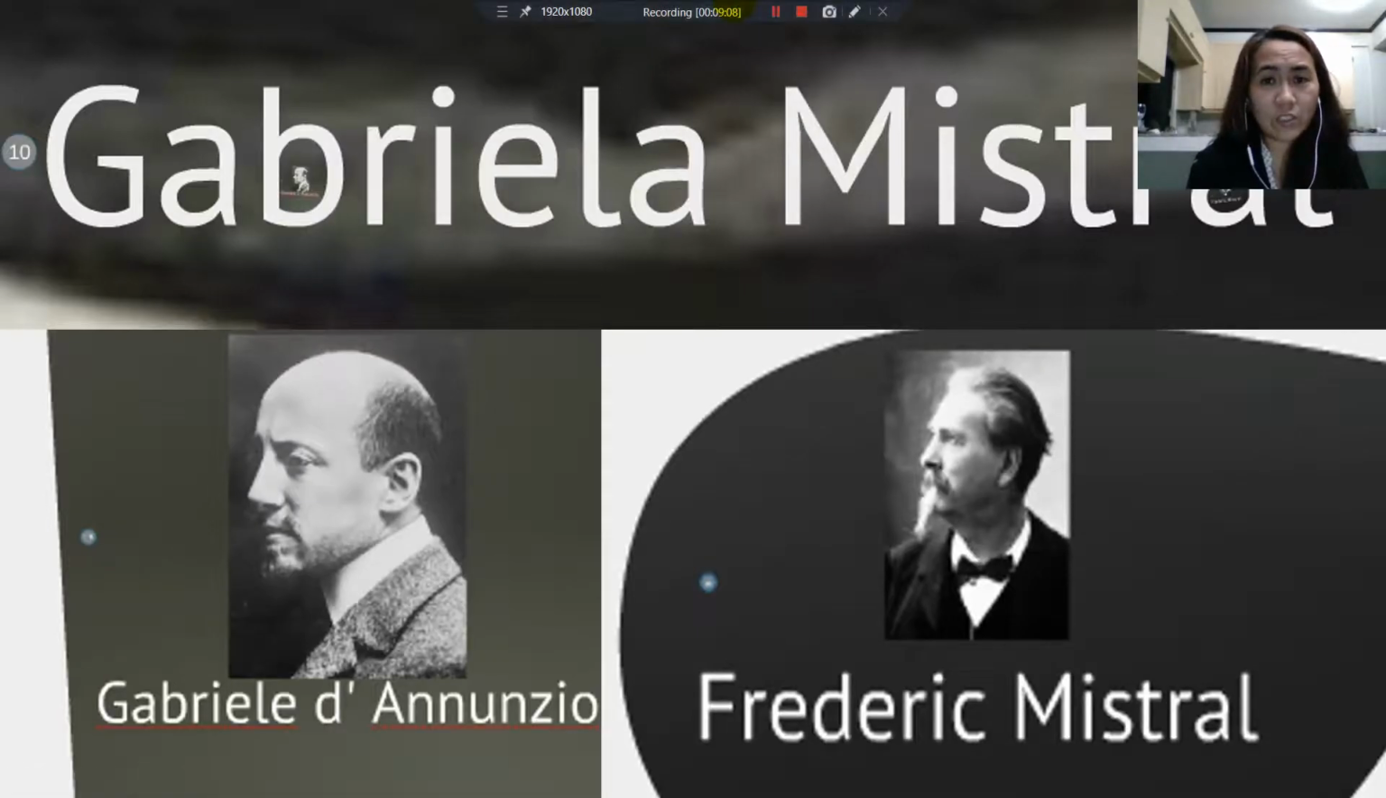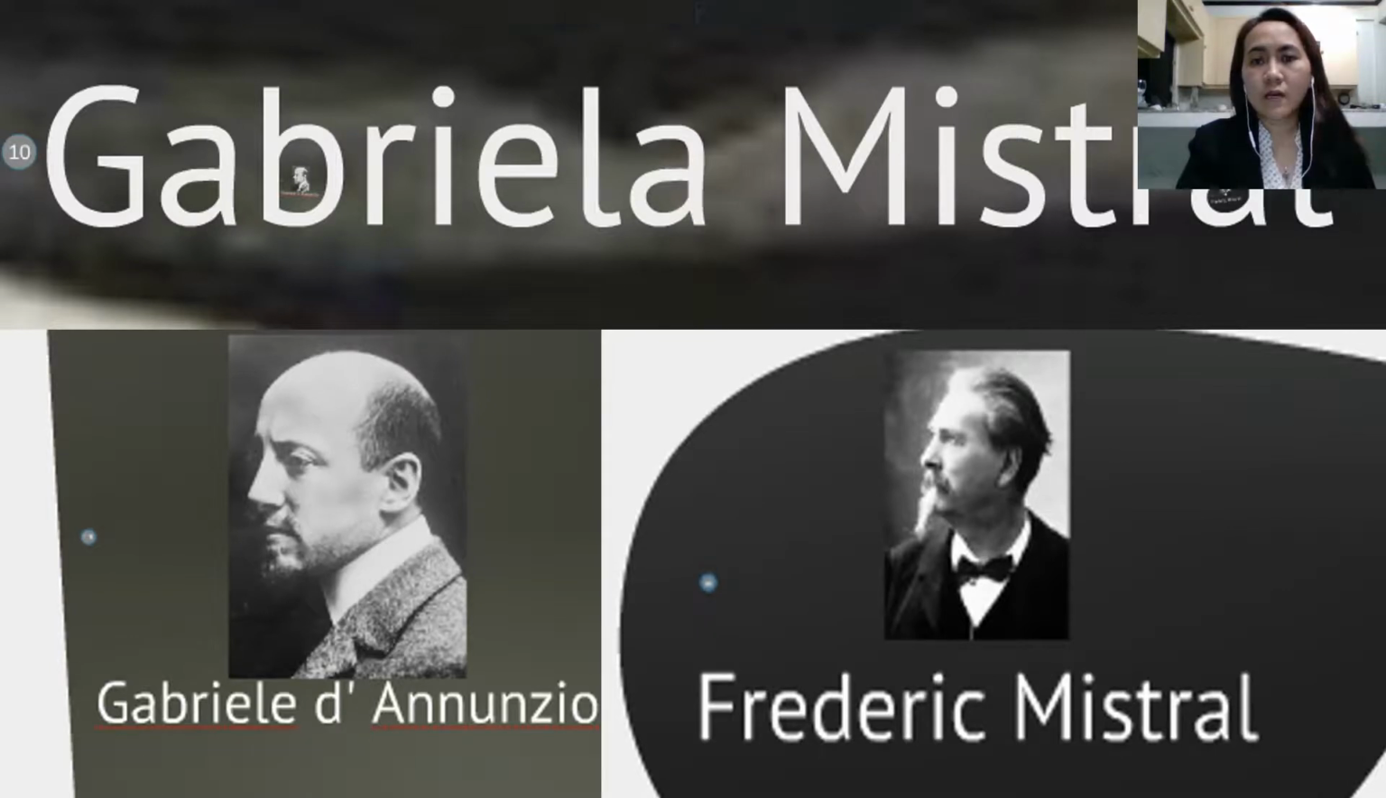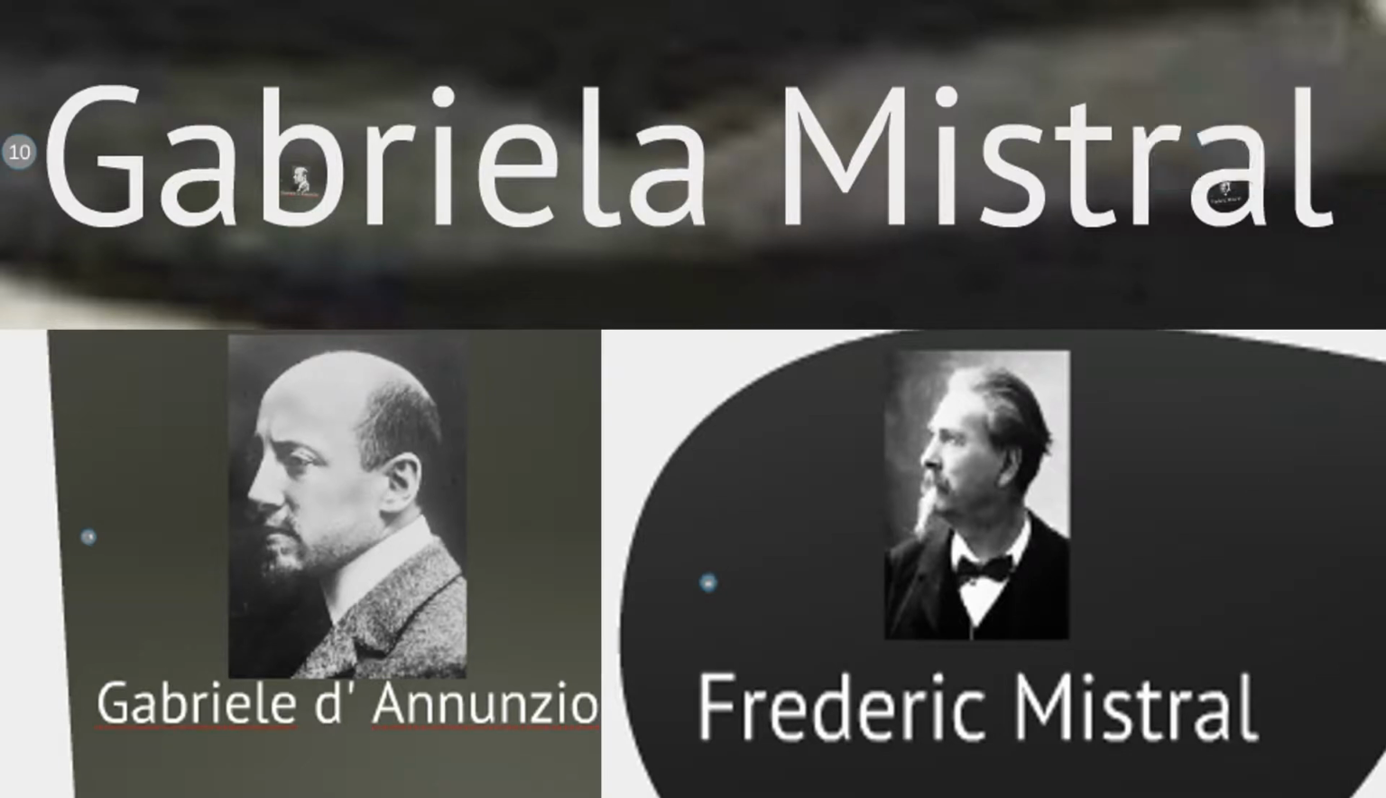This is what I was telling you about. Gabriela Mistral's name, pen name rather, was actually taken from two of her favorite writers, Gabriele D'Annunzio, who was an Italian writer, and Frédéric Mistral, who was a French writer. So she combined these two names and got Gabriela Mistral, but she's not in any way related to these two guys.